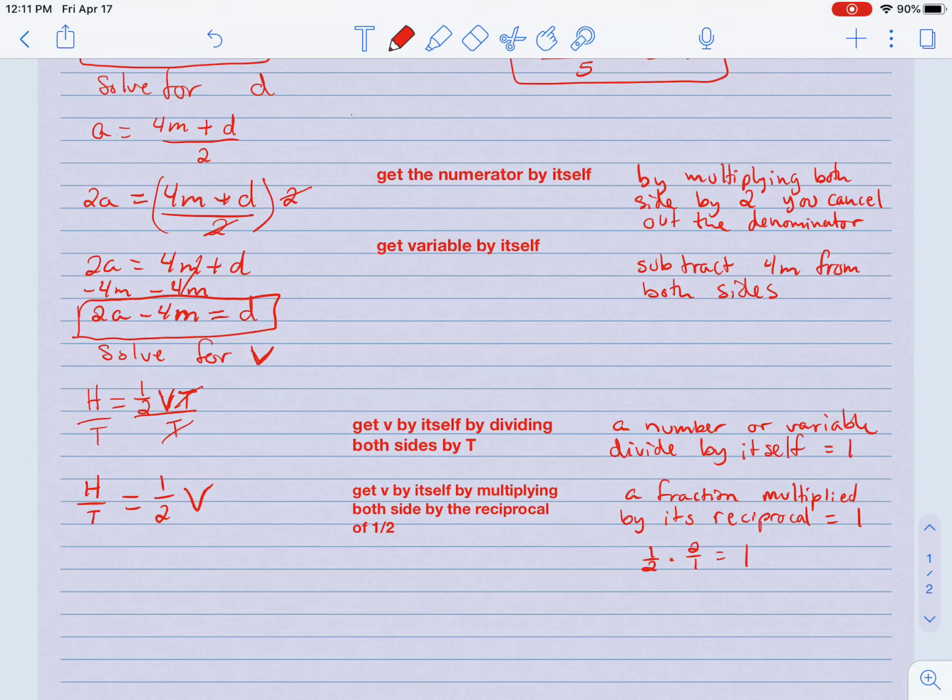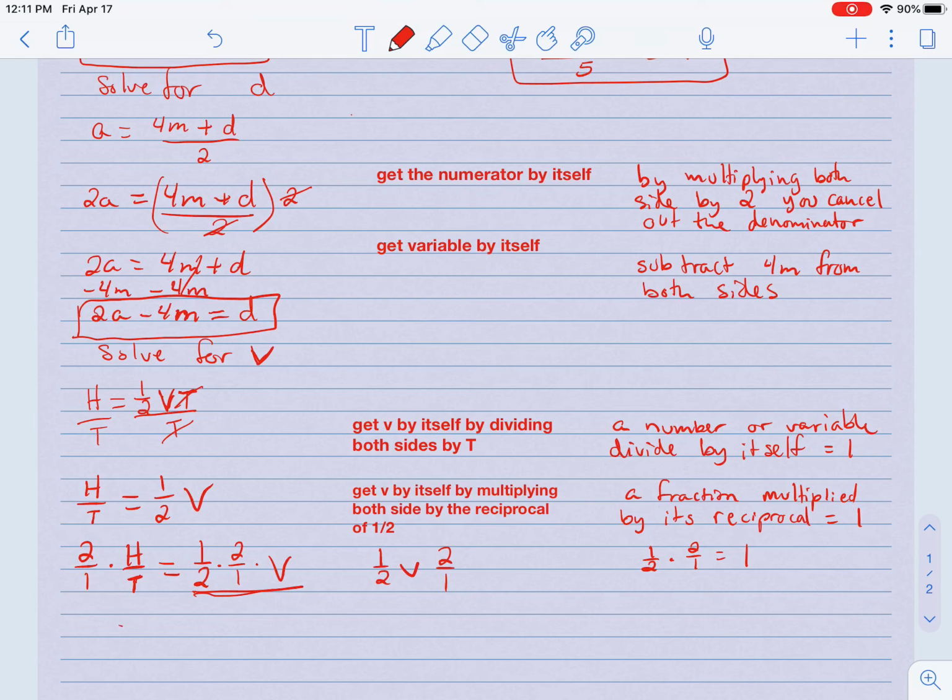The reciprocal of 1/2 is just that fraction flipped. So then that would become 2 over 1, because we're going to have to multiply both sides by that 2 over 1, the reciprocal, is equal to 1/2 times 2 over 1 times v. And once again, multiplication is commutative, so I can rewrite this way, and it still is the same as if I were to write it as 1/2 v times 2 over 1. It's all going to equal the same.